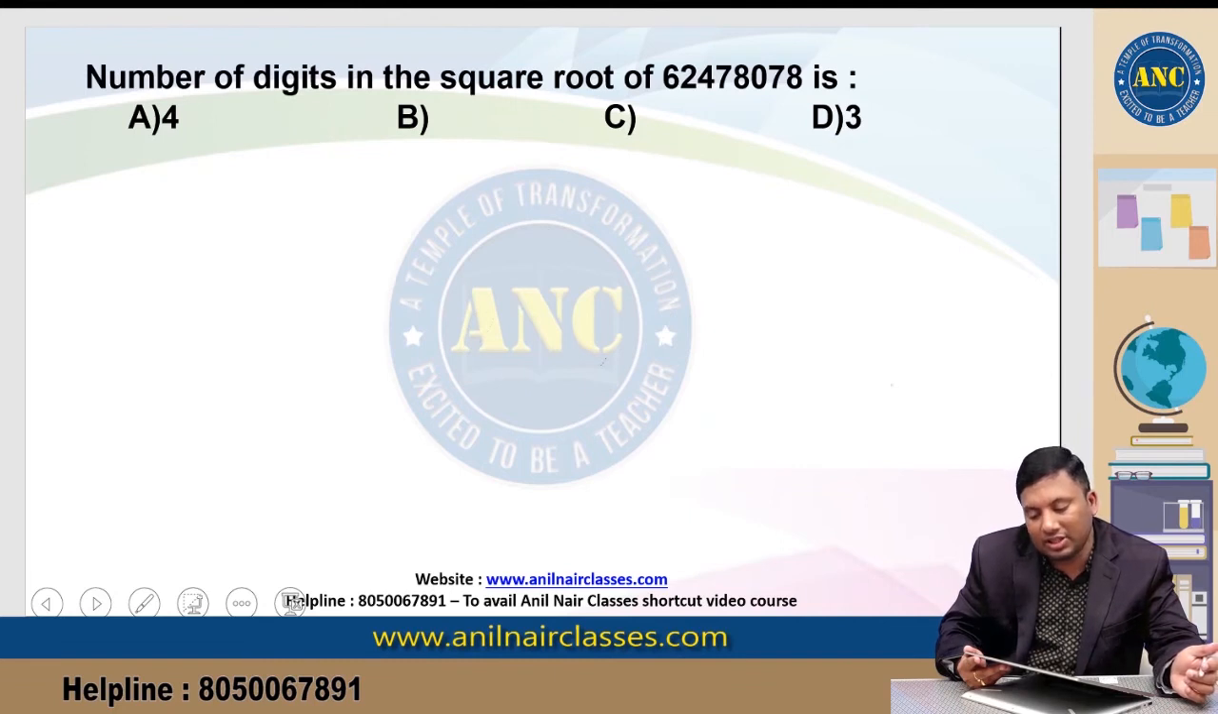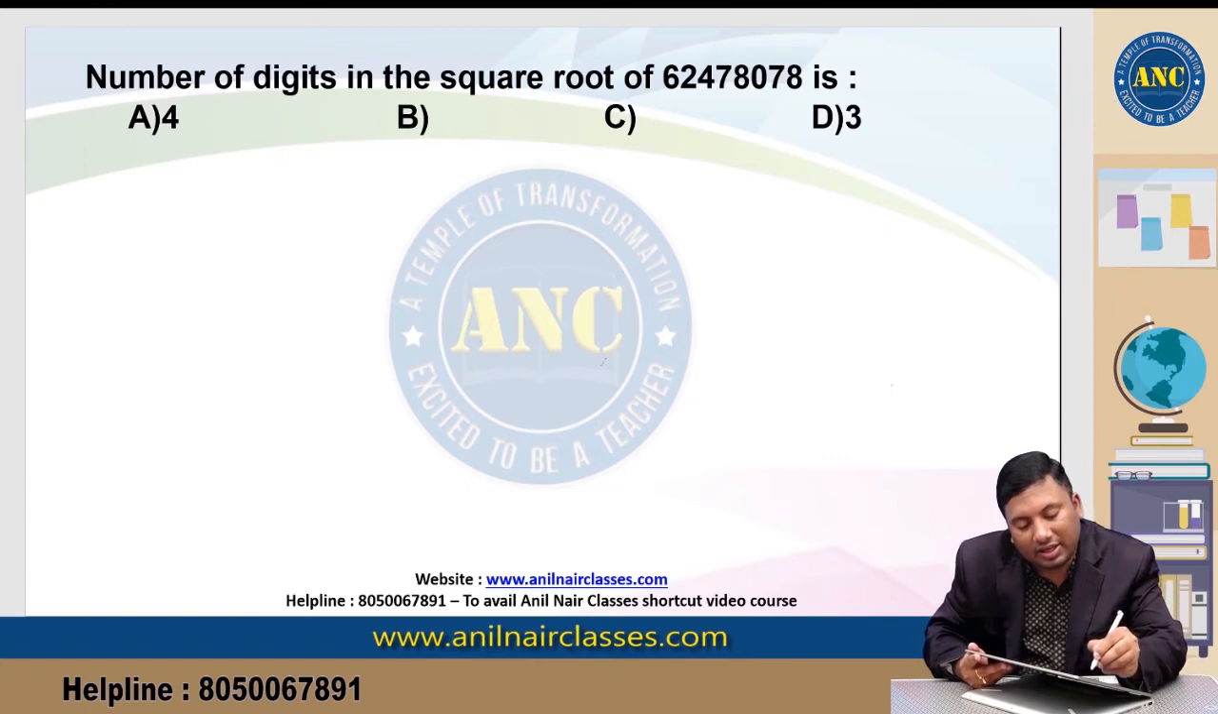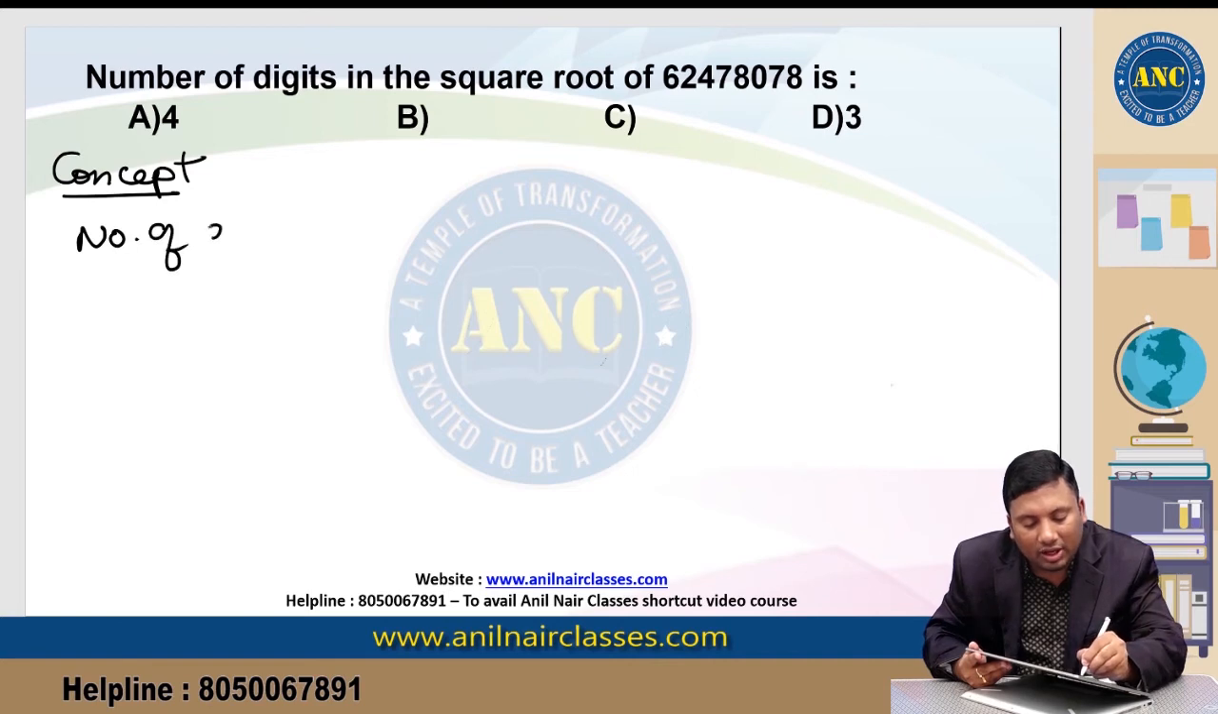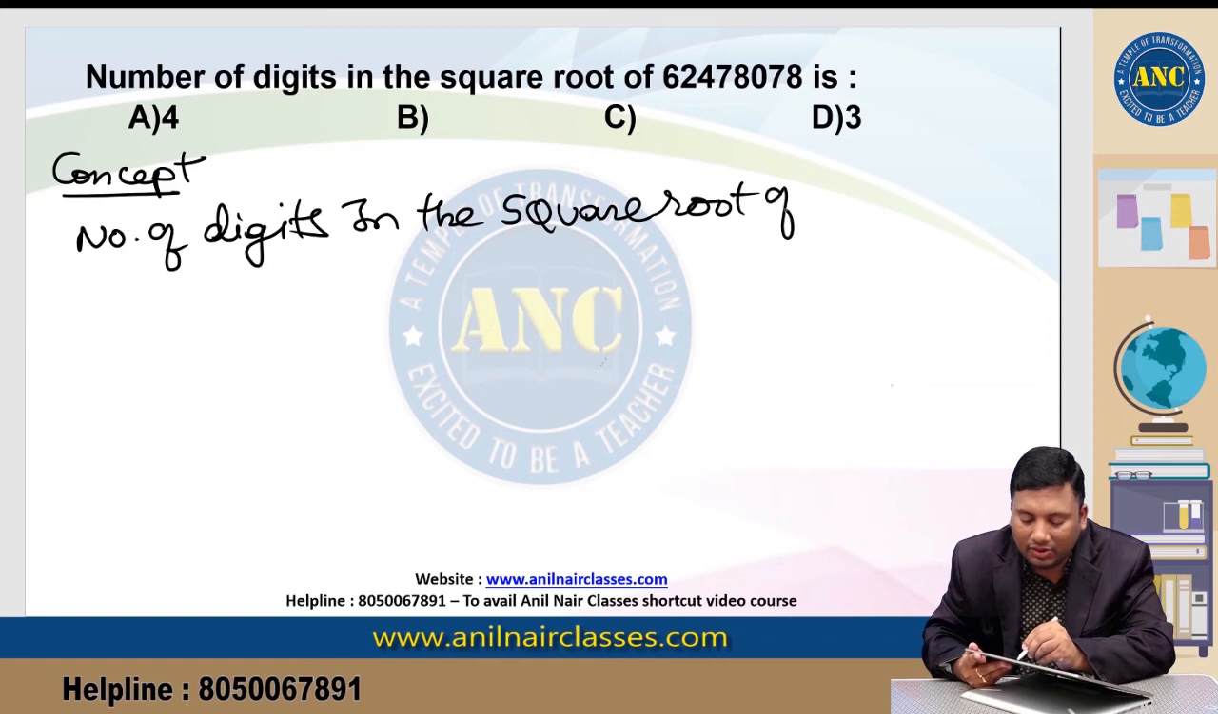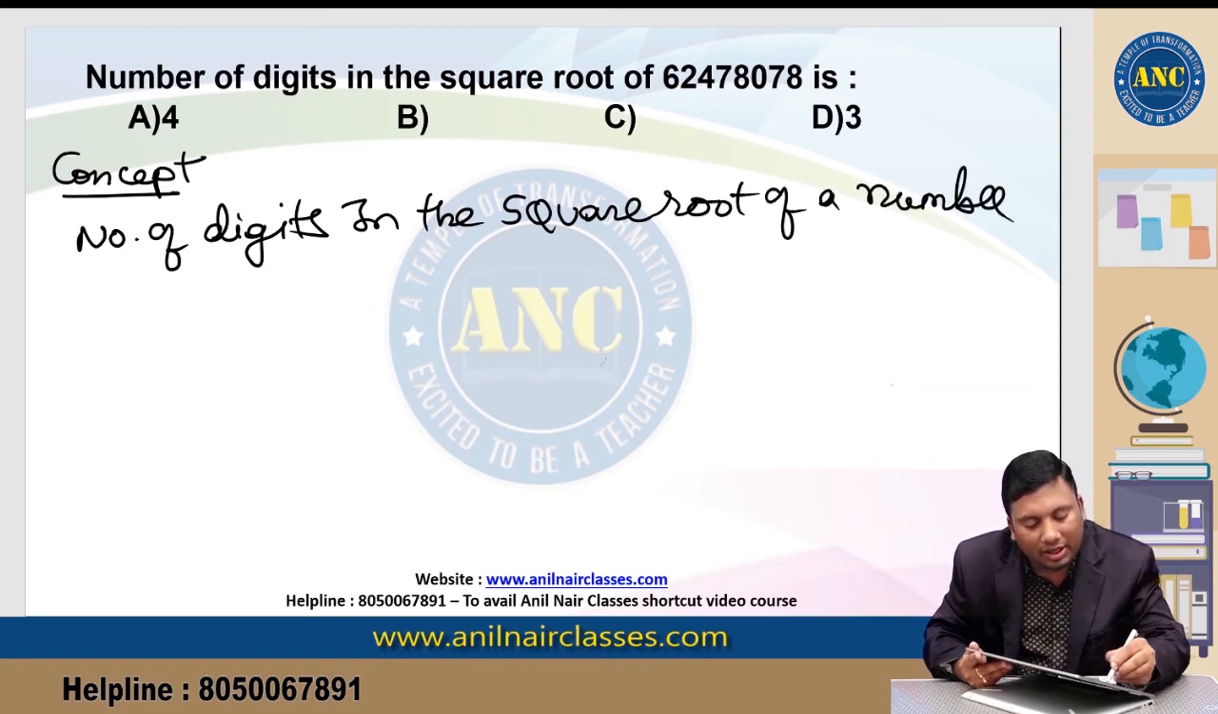Number of digits in the square root of 62478078. Now we will discuss a concept of how to find out the number of digits in the square root of a number. Two examples I will do, then it will be clear.